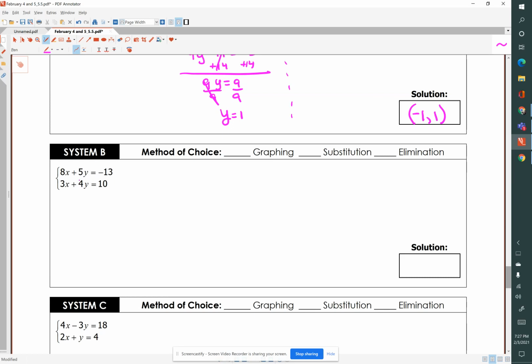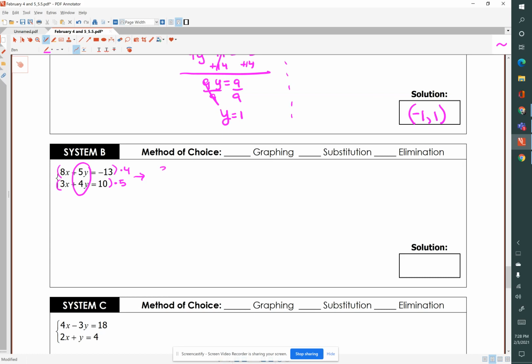I'm looking at 8x plus 5y equals negative 13, and 3x plus 4y equals 10. And I think I'm going to work with this 5y and 4y. So what is the least common multiple of 5 and 4? And that would be 20. So I'm going to go ahead and multiply this first equation times 4, and the second equation I'll multiply times 5, and let's rewrite those.